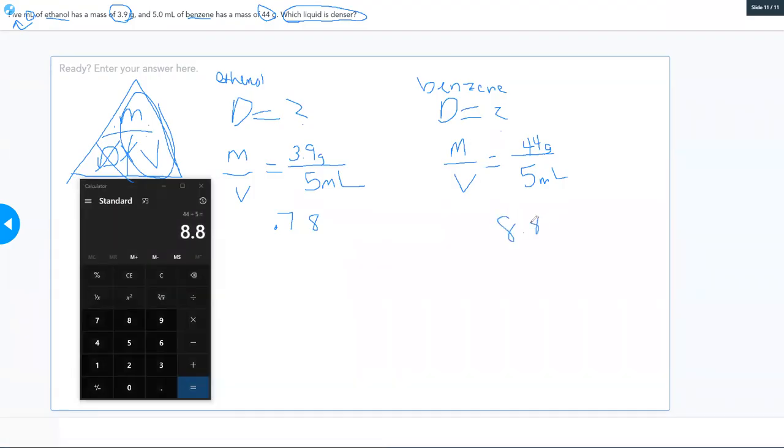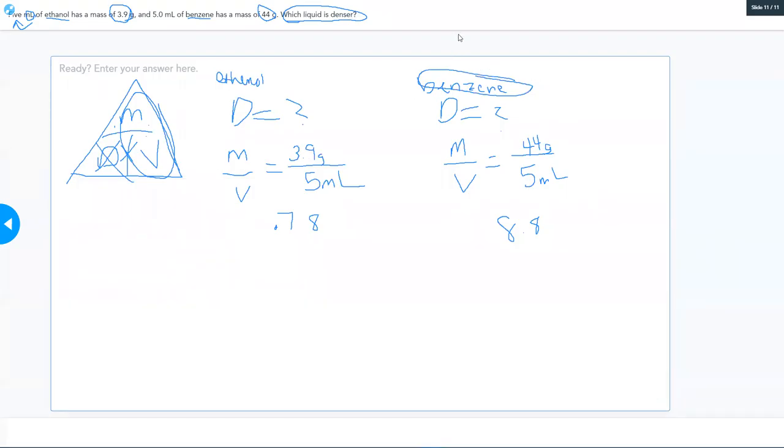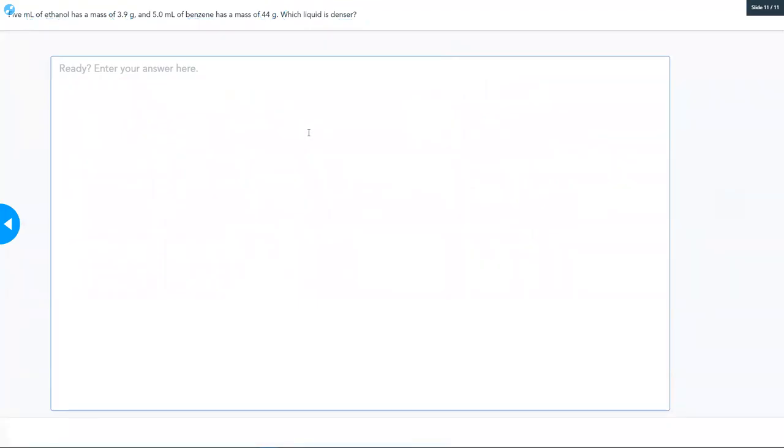Let's read the question again and see what we were looking for. Which liquid is denser? When it says denser, that's going to mean that the density is more. So which density is more? Well, between these two numbers, benzene's density is higher. So that would be your answer. Clear the drawings, and that was the last example.